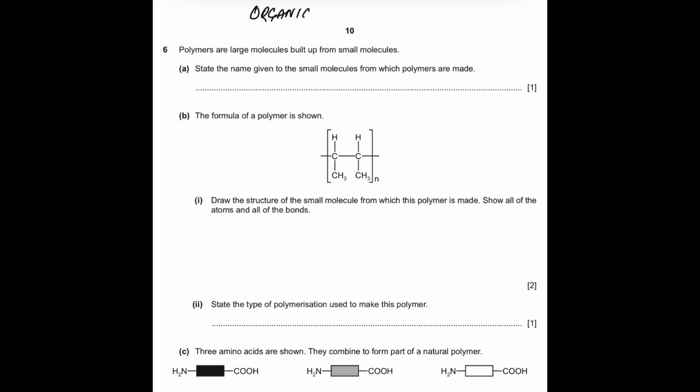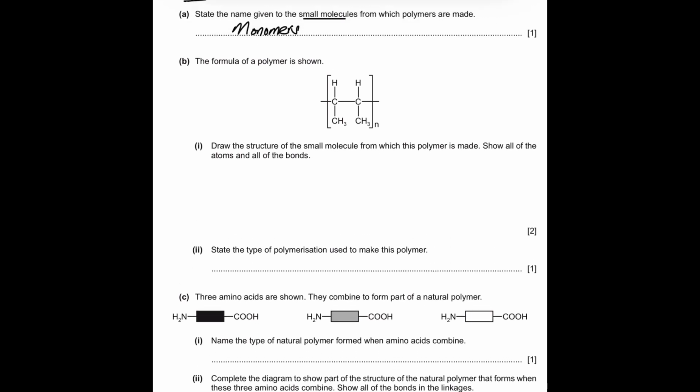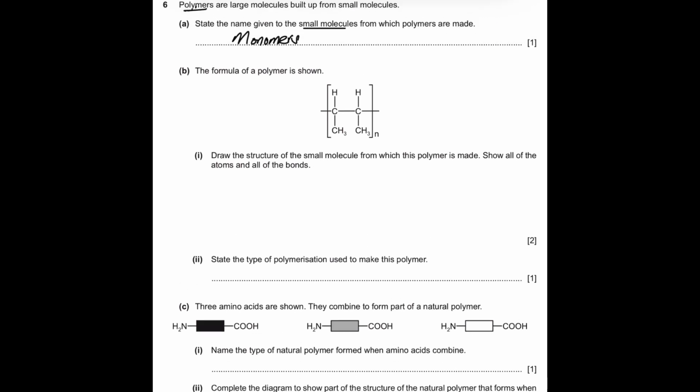Okay, question number 6 is again from the organic chemistry portion, the polymer portion. When monomers combine together, they form a polymer. A large molecule is split up. State the name given to the small molecules. Large molecules are known as polymers and small molecules are known as monomers. When monomers combine together, they form a polymer.